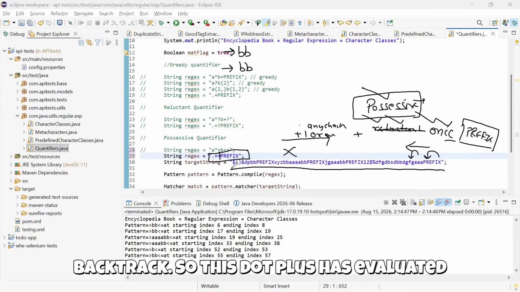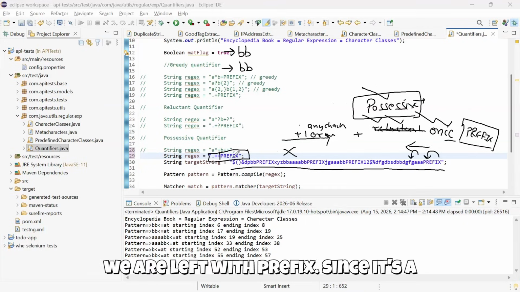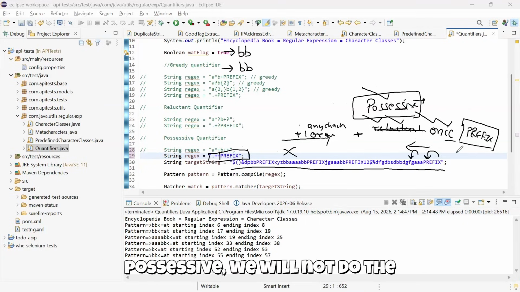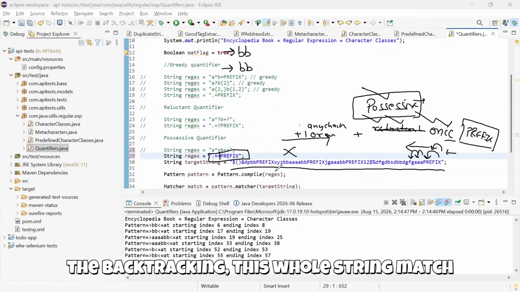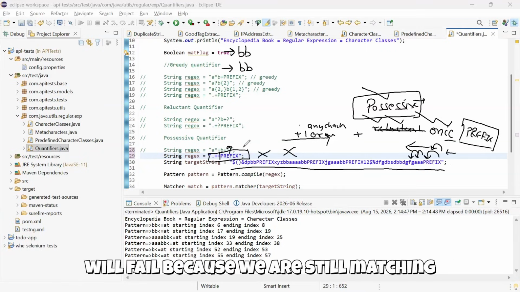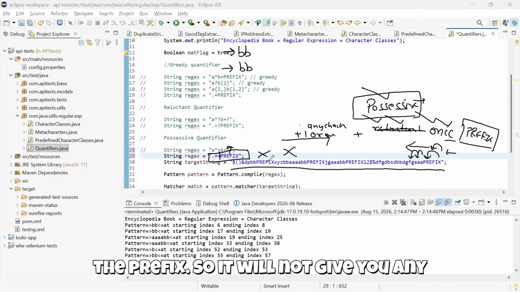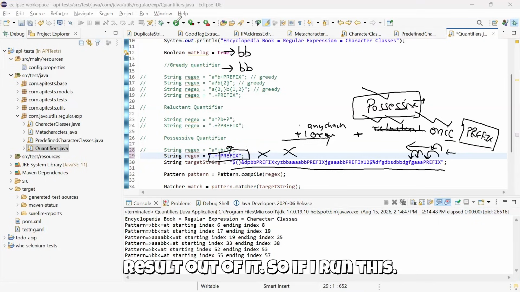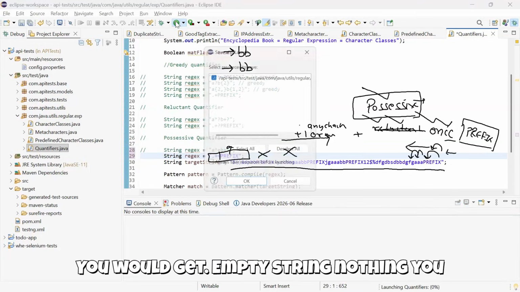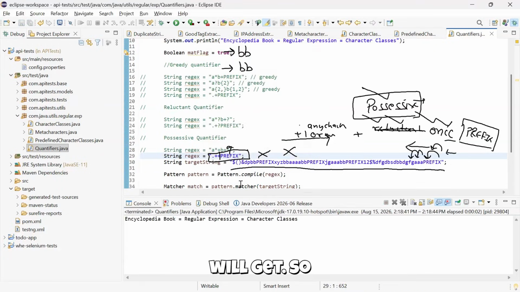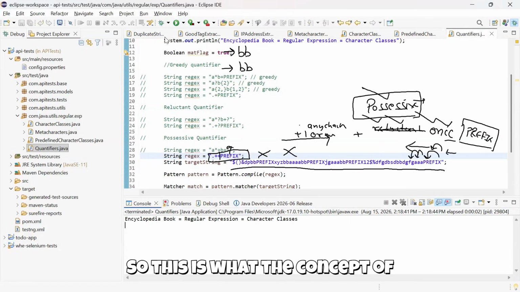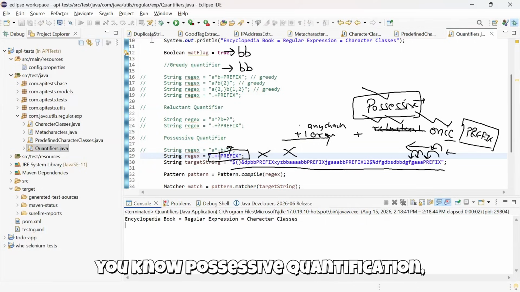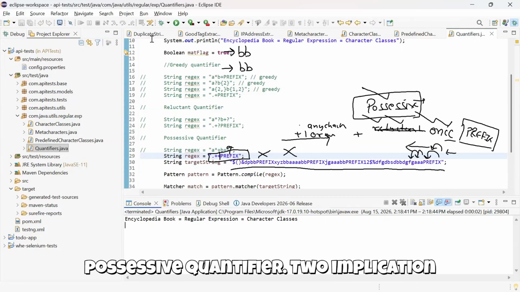So this dot plus has matched the entire string, but still we are left with prefix. Since it's a possessive, we will not do the backtracking here. Since we will not do the backtracking, this whole string match will fail because we are still left matching the prefix. So it will not give you any result. If I run this, you would get an empty string. You see, nothing matched here. Right?